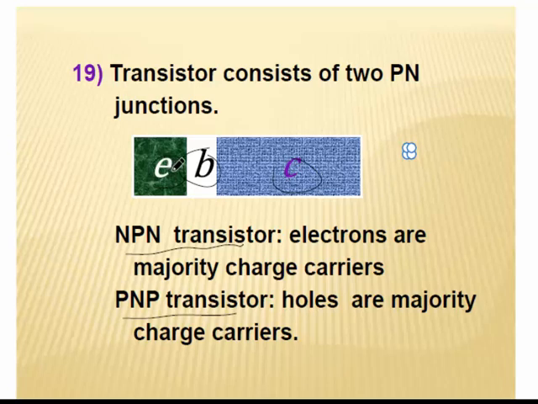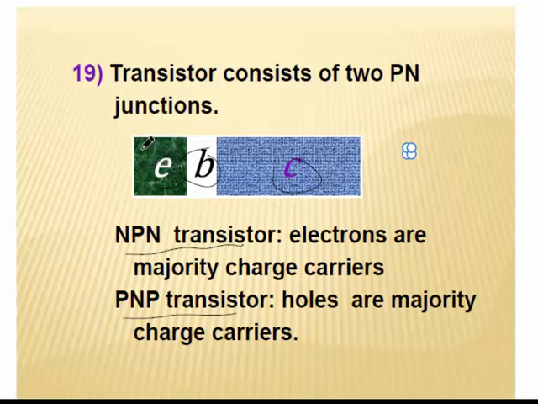The emitter is highly doped, the base is least doped, and the collector is moderately doped.